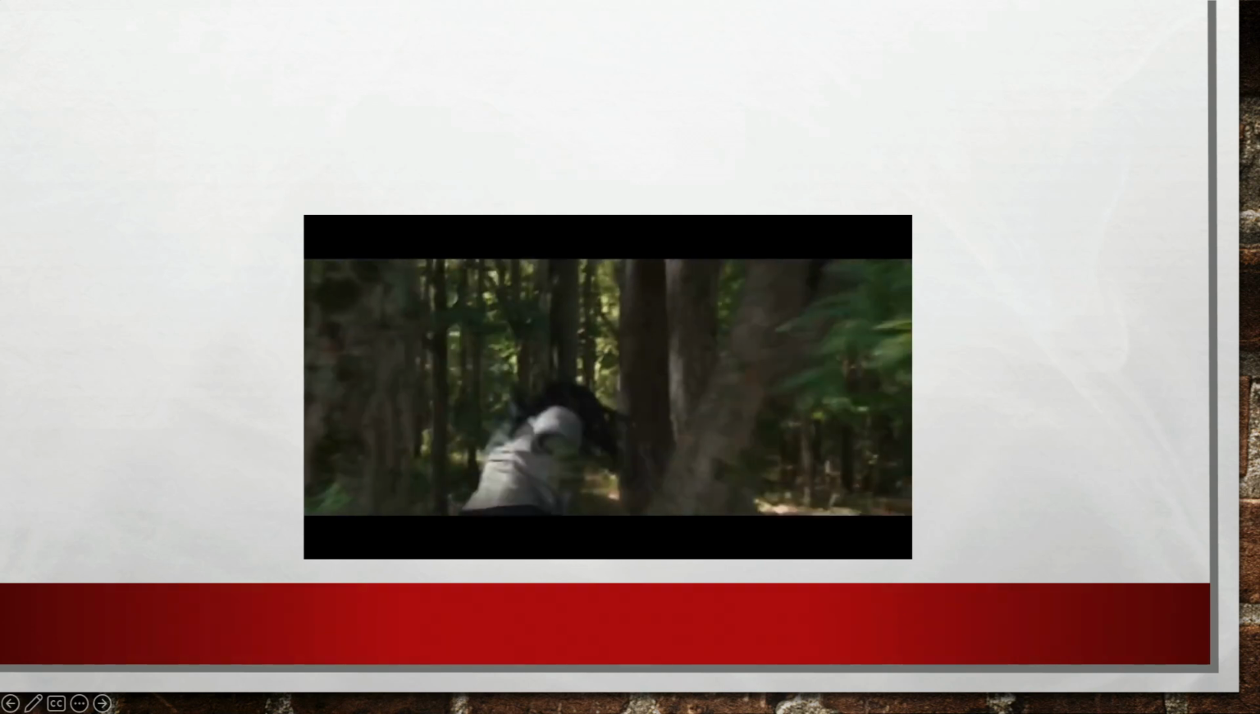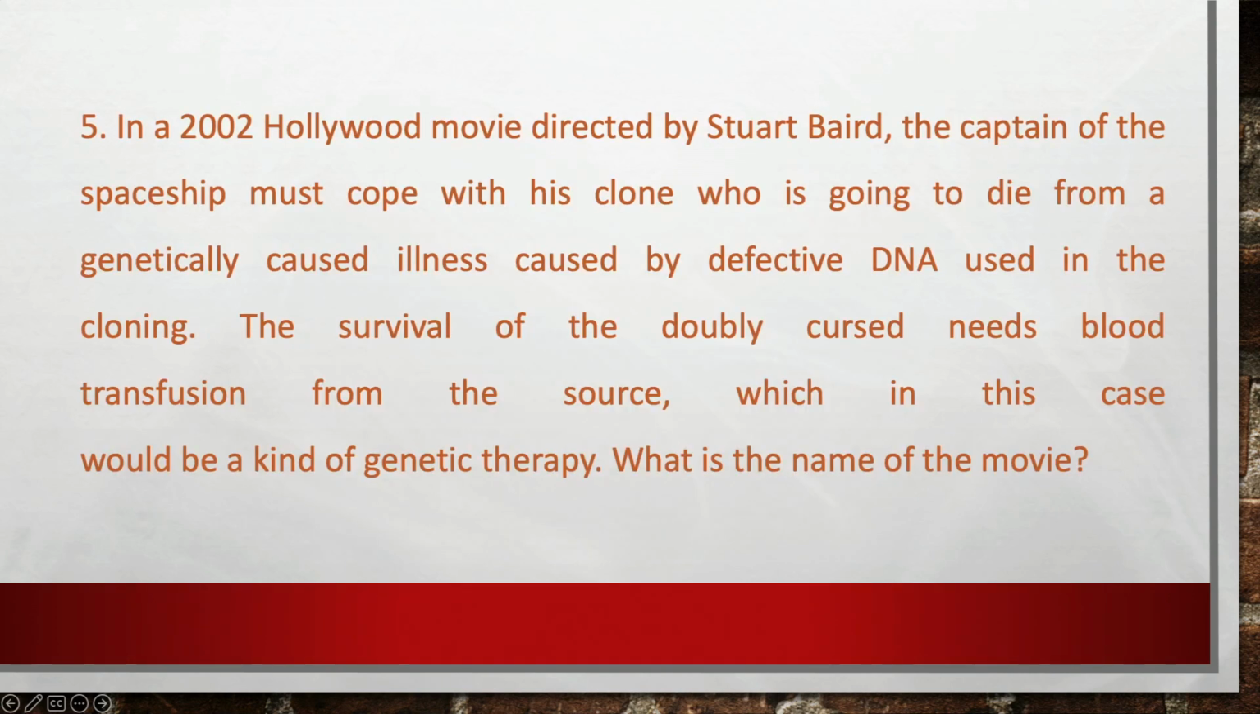Okay, so the next question is for group five. In a 2002 Hollywood movie directed by Stuart Baird, the captain of the spaceship must cope with his clone who is going to die from a genetically caused illness caused by defective DNA used in the cloning. The survival of the clone needs blood transfusion from the source, that is from the captain, which in this case would be a kind of genetic therapy. What is the name of the movie? It is a pretty famous movie. That's why I'm asking the name of the movie. Otherwise I would have asked something to guess.